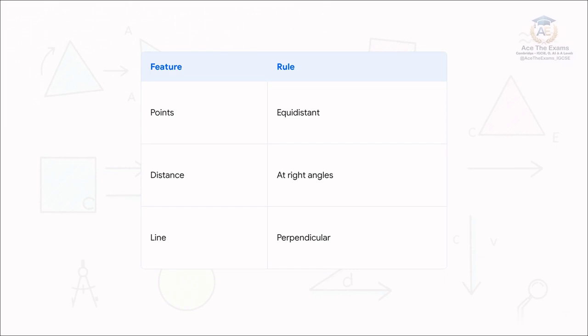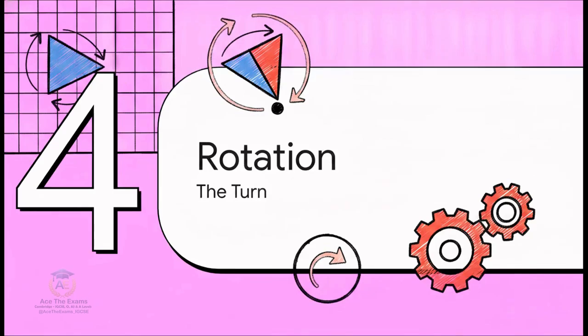For a reflection, a point on the object and its equivalent point on the image must be completely equidistant from the mirror line. But wait, there's more. That distance must be measured at right angles, perfectly perpendicular to the mirror line. That perpendicular line joining the point to its image, that is the absolute key to proving our reflection. Don't forget it.